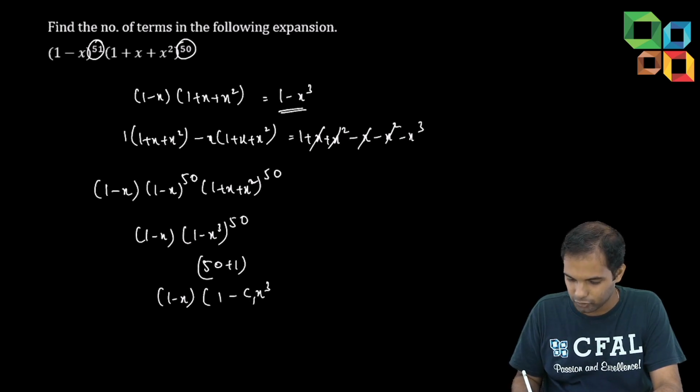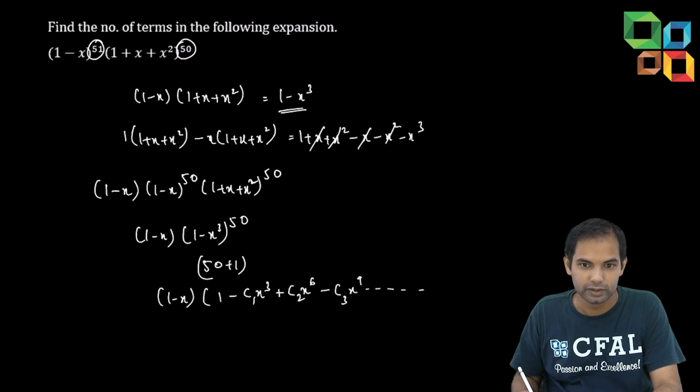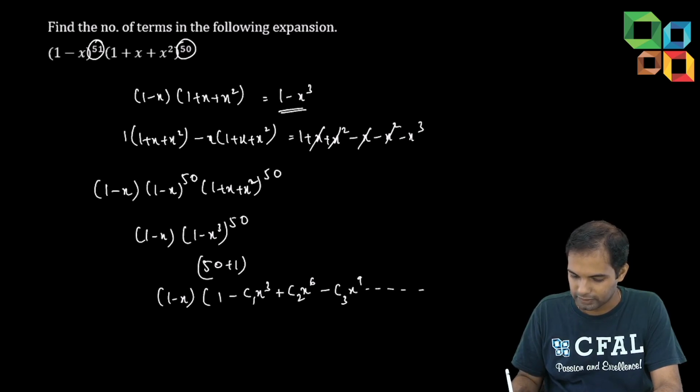Next should be plus nC2 into x power 6. Next should be minus nC3 into x power 9. And so on, it will continue. At the end, what I'm going to get is, because it's even power, x power 3 into 50, that is x power 150 with a plus sign. Right?